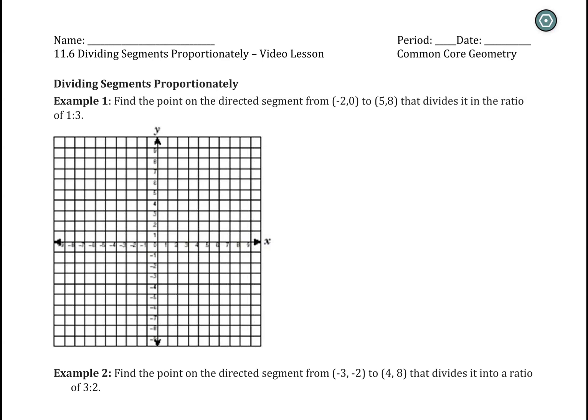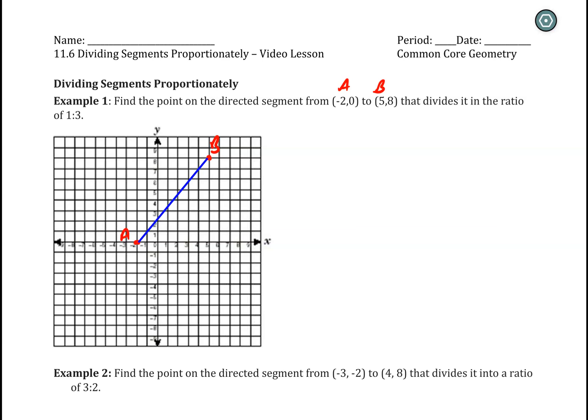So let's take the opportunity though to look at this one. Let's graph these points. I've got -2, 0, which will be right there, and we've got 5, 8, which will put me right here. Just for argument's sake, let's call this A and B for notes here. So this is point A, this is point B. I'm just going to connect those two things.